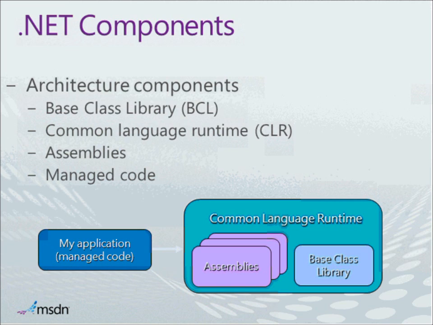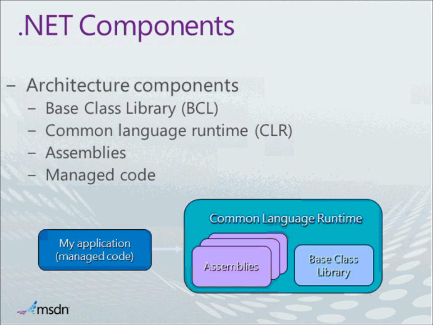Now, in addition to the CLR and the base class library, you're going to find other things in the .NET framework, and those two in particular are going to be the generic assemblies that you might have. Maybe they're pre-compiled libraries, or maybe they're assemblies that you've run, and it's just loaded into memory.